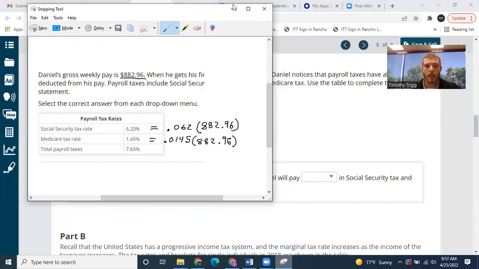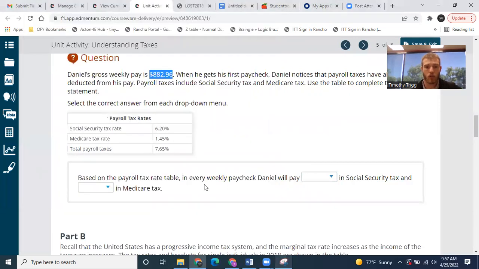Okay, so that's how we're going to answer these two questions. So just multiply that together to get the first drop-down menu, multiply these together to get the next drop-down menu. Okay, so you should be able to do those.